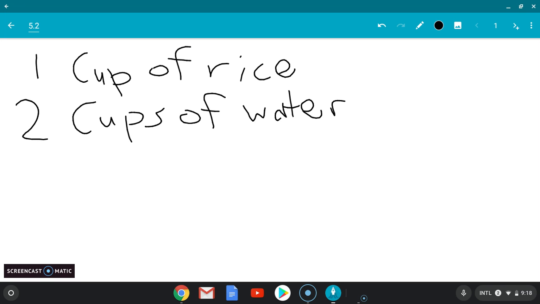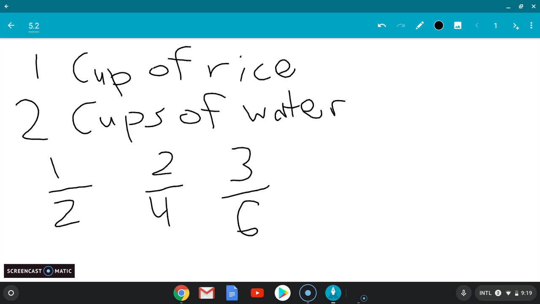Okay, so if I just want 1 cup of rice, I'm going to add 2 cups of water. 1 cup of rice is actually a pretty lot. Okay, so say I want to have 2 cups of rice. I would then add 4 cups of water. If I wanted 3 cups of rice, I would have 6 cups of water. In each case, for every 1 cup of rice, there's 2 cups of water.